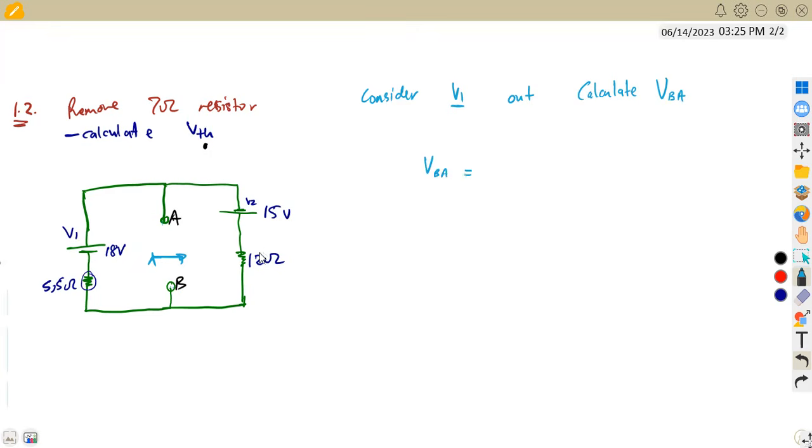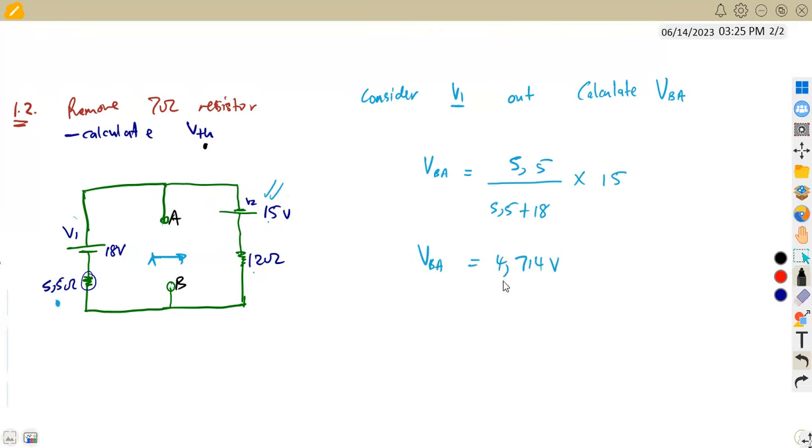We calculate VBA, whereby we are simply using the voltage divider rule. Remember from our N3, the voltage divider rule is the resistance across that part where we are calculating the voltage, over the sum of the resistances, times the given voltage. If we consider V1 out, it means V2 is there. So this is going to be 5.5 over the sum of these two resistors, 5.5 plus 18, times the 15 volts. This gives us something like 4.714 volts.